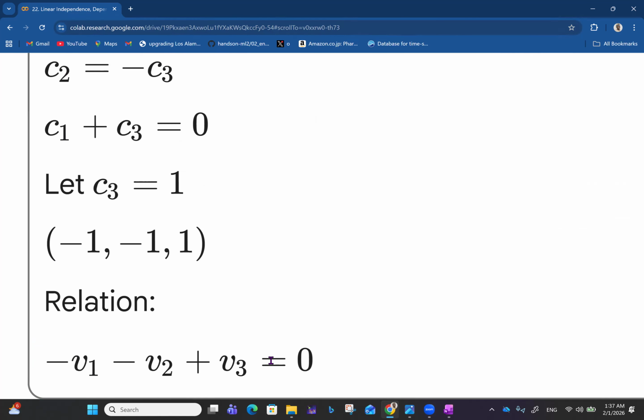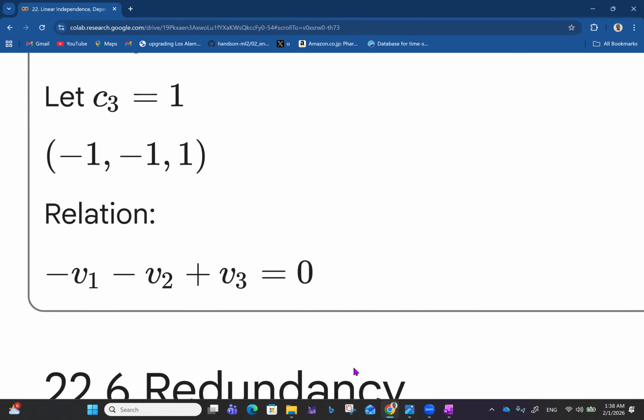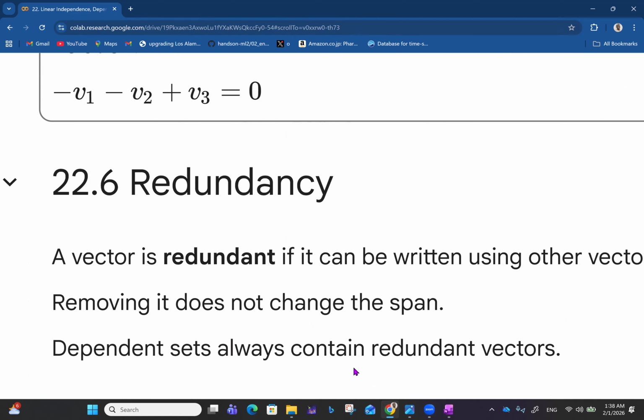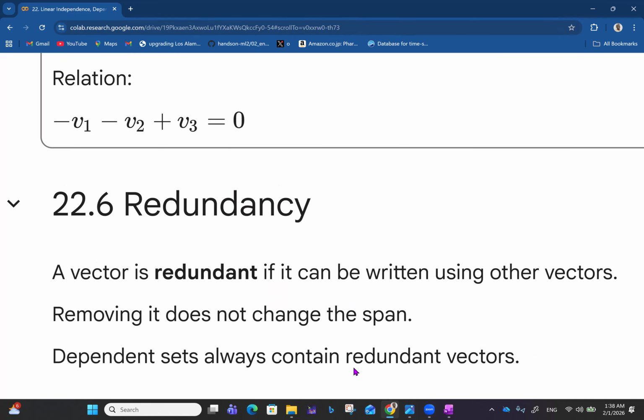Of course, there are other things you could have done. You could have said let C3 be minus 1. In that case, if you multiply through by minus, this would have been 1, 1, minus 1. So this would be V1 plus V2 minus V3 equals 0. So that's still the same relation depending on whatever you choose to do. That's the fundamental one. So we go for redundancy. They are all still related to the whole idea of dependence and independence.